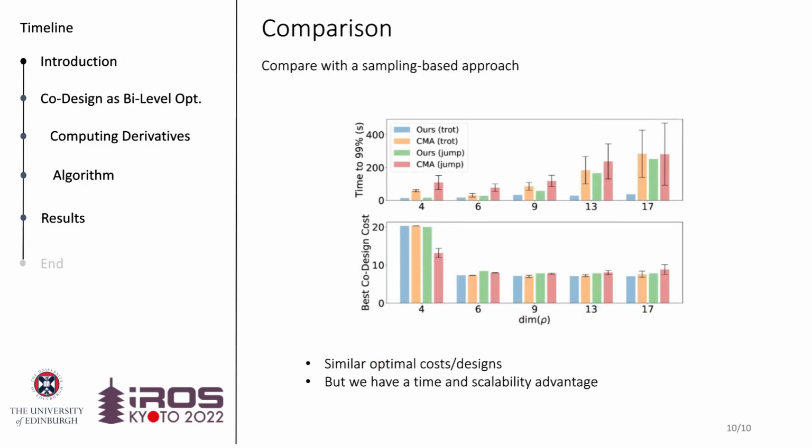Finally, we compare our approach to a sampling-based algorithm, namely the covariance matrix adaptation evolutionary strategy, or CMA, which is a popular algorithm that is used for solving co-design problems in the literature. We vary the dimensions of the design vector and run the optimization for both tasks. For CMA, we varied open parameters and plotted the mean and one standard deviation for both costs and time to 99% convergence. We see that we can achieve similar co-design costs as CMA across problem dimensions.